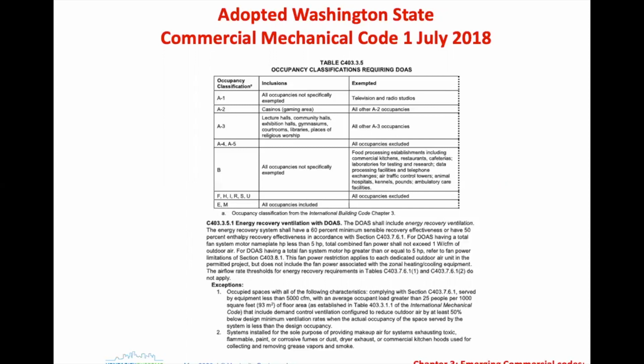And then this little section here, energy recovery ventilation with DOAS, it shall include that with few exceptions. So they're requiring energy recovery, heat recovery ventilation in Washington State commercial buildings for most cases, and they have some minimum efficiencies for doing that. All right, so Washington State's moving very quickly into dedicated outdoor air systems. It's a pretty important thing. We're going to talk about that in terms of today's world, and they're a little bit ahead of the curve on some things.